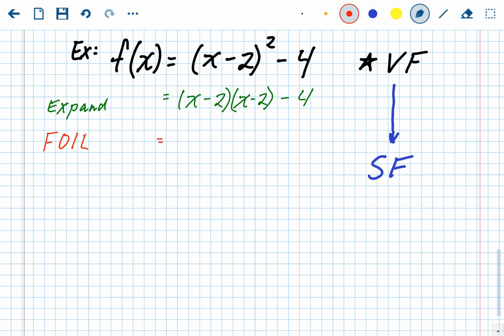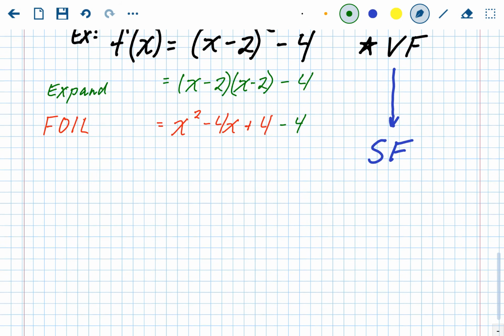X minus 2 times x minus 2 is a perfect square trinomial, so it's going to be x squared minus 4x plus 4. Again, don't forget the minus 4 at the end. And the last step of moving into standard form is to combine like terms. Combine like terms is always going to be these last two. All right, well, plus 4 minus 4 goes away. That's just 0. So our standard form is just going to be x squared minus 4x.